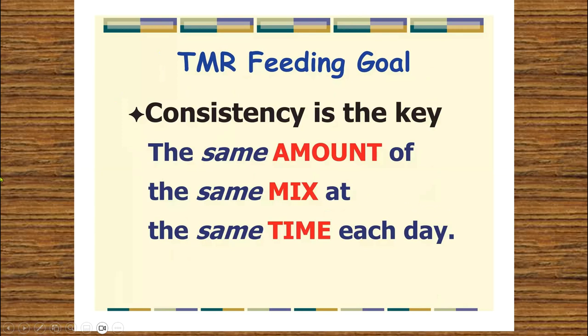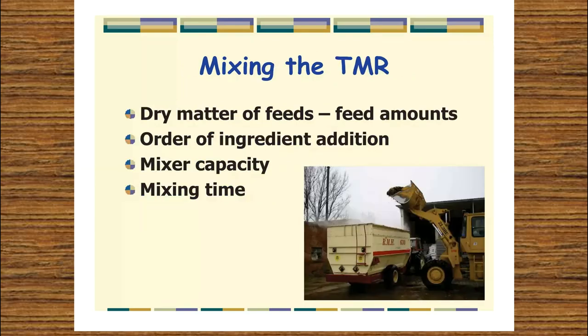Then the consistency of this feed, the total mixed ration feeding goal: it is the same amount of the same mix at the same time every day. That is the main goal of the total mixed ration. So the mixing of the TMR also requires certain machinery, the dry matter of the feeds and feed amounts. Then the order of ingredient addition, then mixer capacity, and also the mixing time.